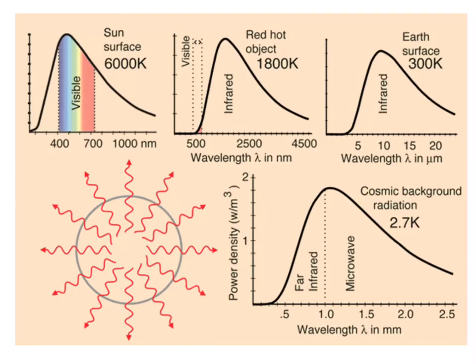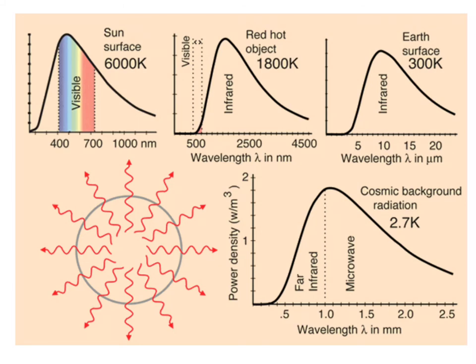This slide shows the application of Planck's radiation law to different types of hot bodies, for example the Sun's surface at 6000 kelvins, a red-hot object like a piece of steel pulled out of the furnace at 1800 kelvin, the Earth's surface at room temperature, 300 kelvin, and the cosmic background radiation at 2.7 kelvin. It is apparent that the shape of the curve is always the same. What changes with temperature is the wavelength range in which the radiation is most intense.